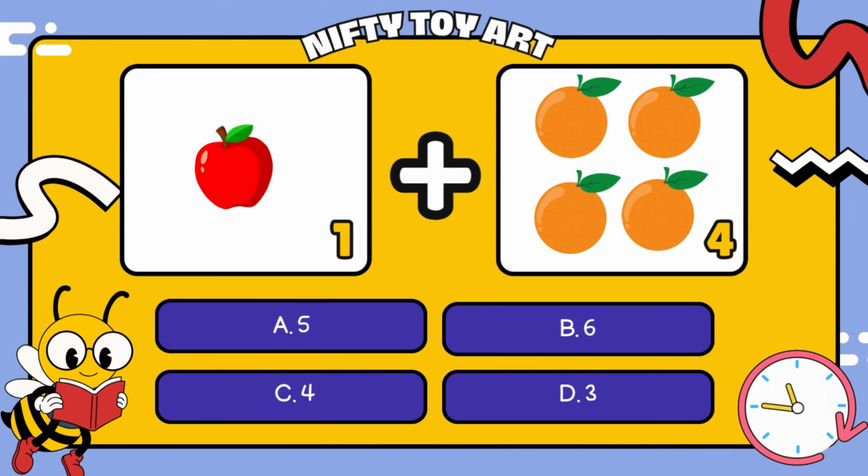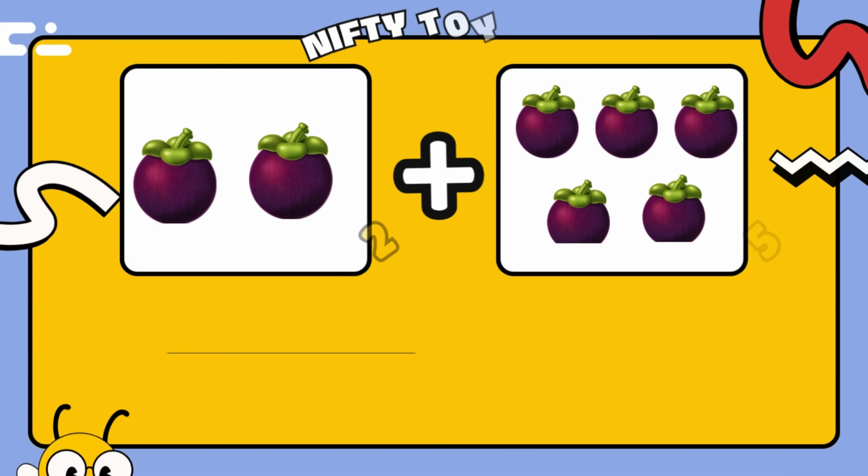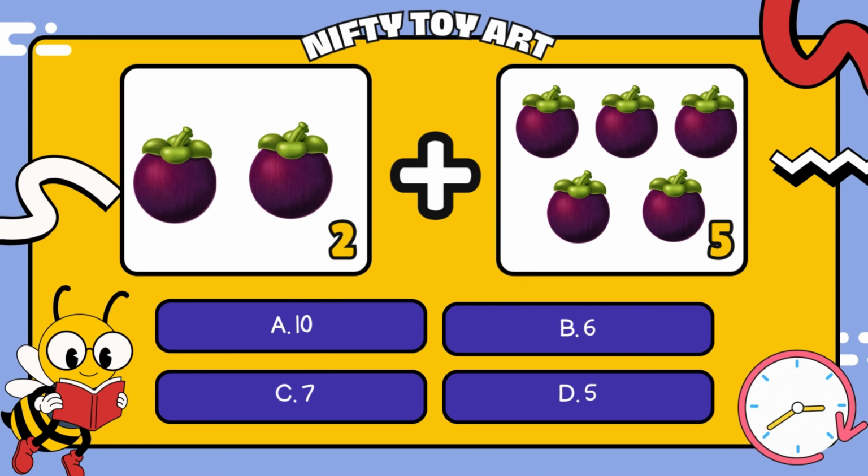I have 1 apples plus 4 orange. How many fruits do I have? That's right, 5 fruits. I have 2 mangosteen plus 5 mangosteen. How many fruits do I have? That's right, 7 fruits.